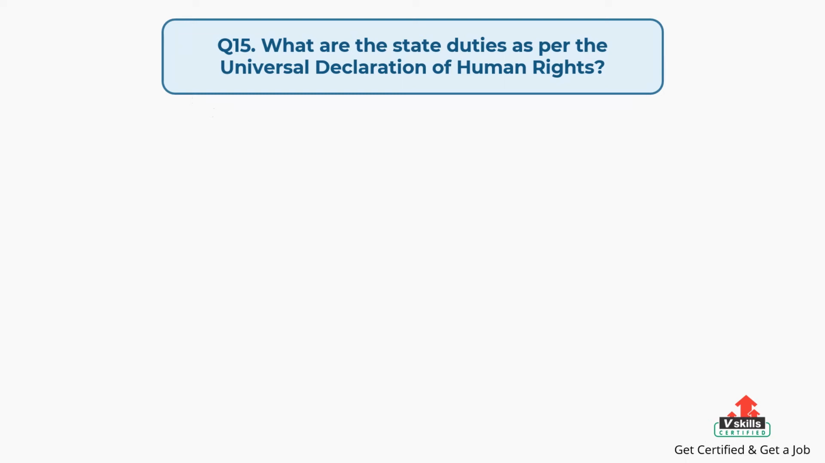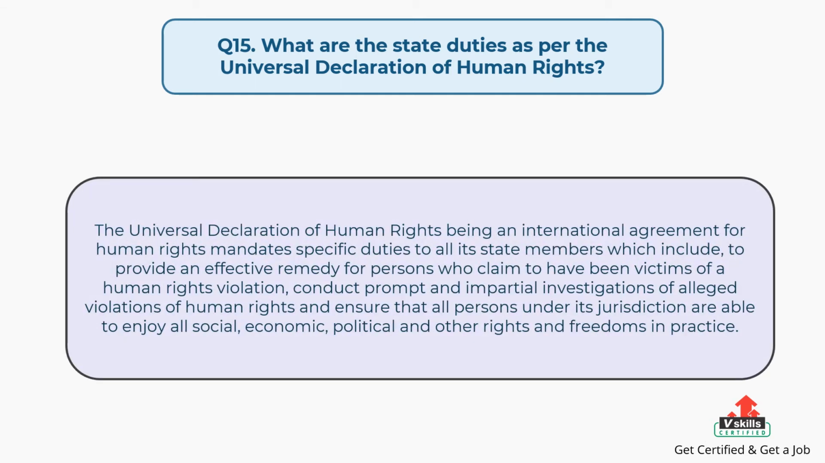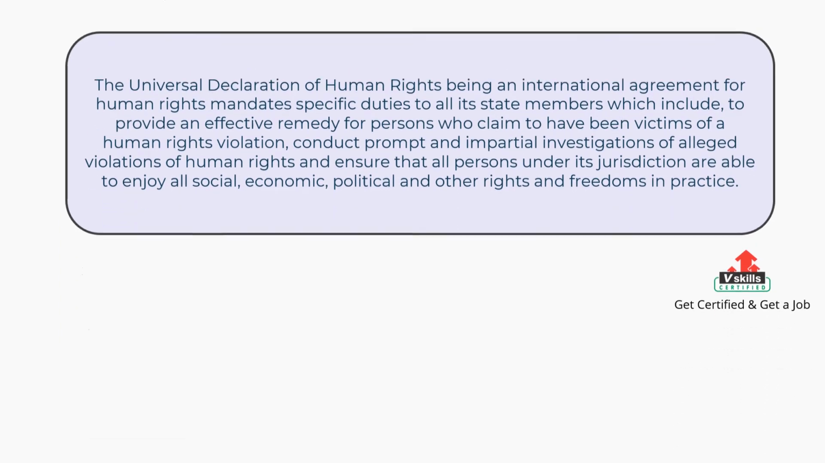Question number 15. What are the state duties as per the Universal Declaration of Human Rights? The answer is: the Universal Declaration of Human Rights, being an international agreement for human rights, mandates specific duties to all its state members, which include to provide an effective remedy for persons who claim to have been victims of a human rights violation, conduct prompt and impartial investigations of alleged violations of human rights, and ensure that all persons under its jurisdiction are able to enjoy all social, economic, political and other rights and freedoms in practice.